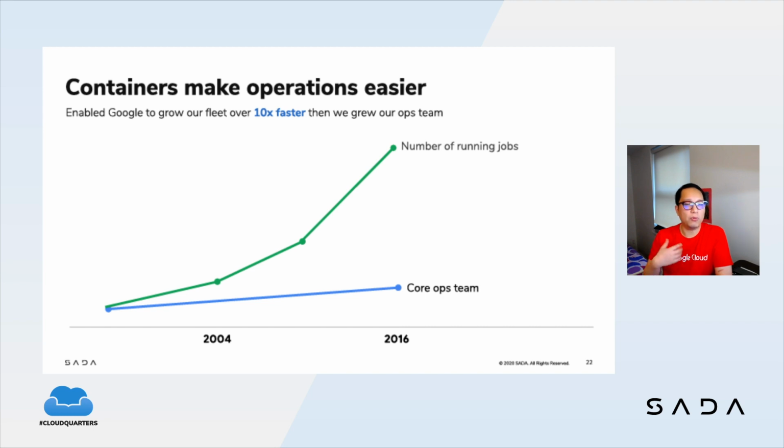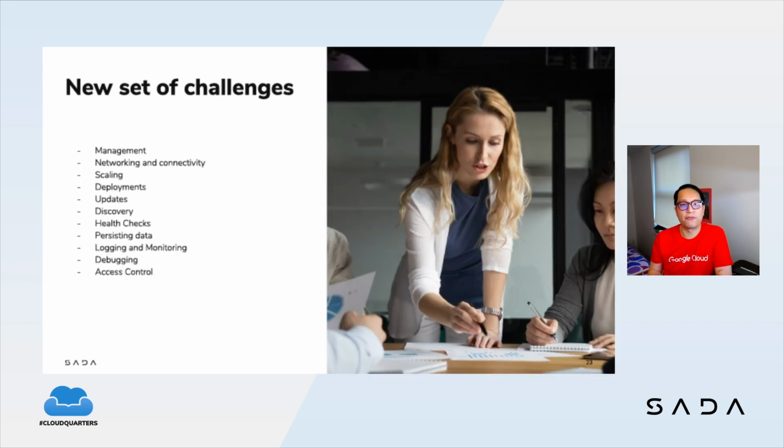But when you run containers, a new set of challenges comes back. For example, when you run a container, you have to think about how to manage the relationships between containers, how to do networking and connectivity, how you scale the containers, and how you do deployment, how you do updates, rolling updates, and blue-green deployment.